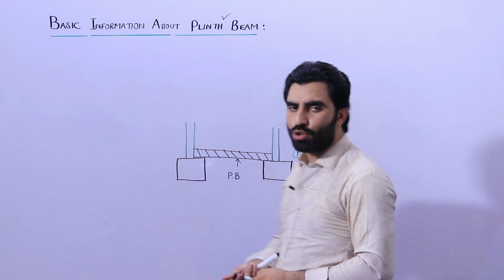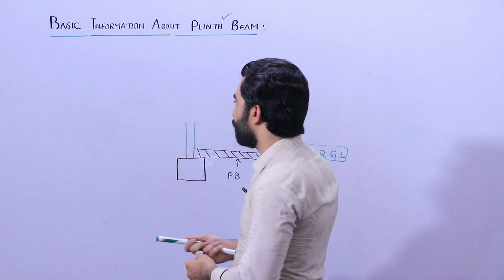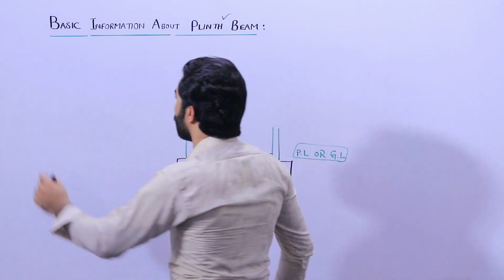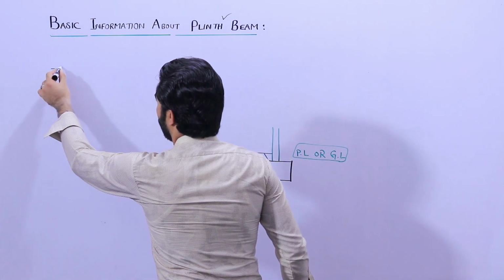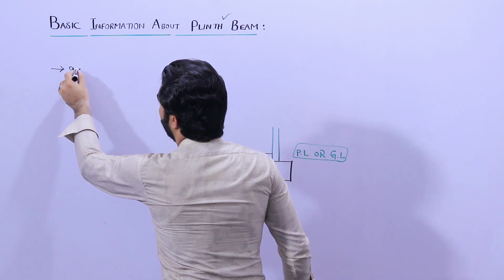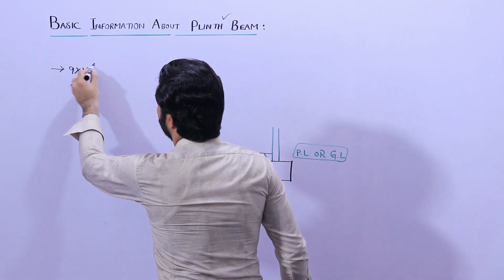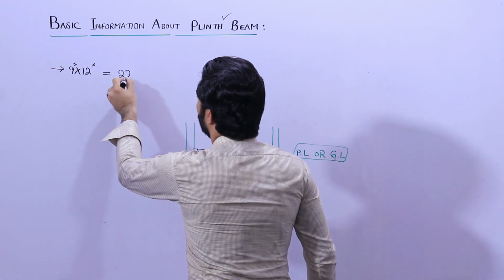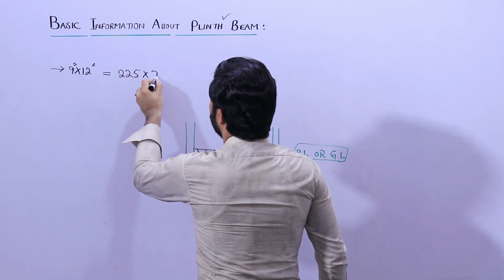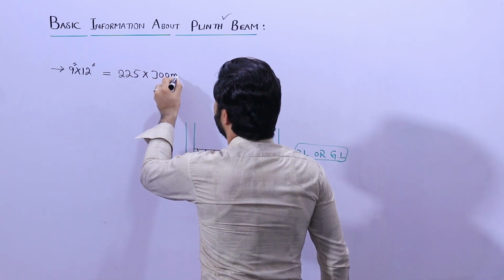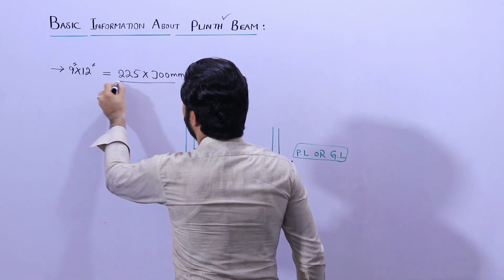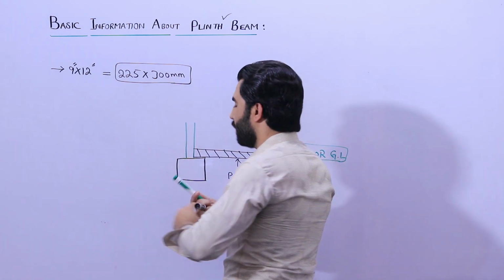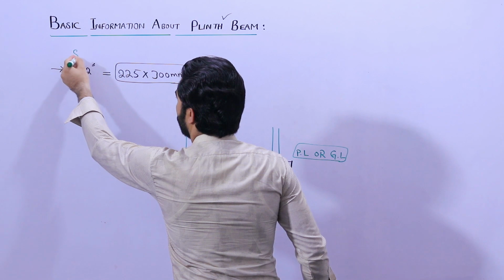So first of all, what should be the size of plinth beam? For normal residential building, the size of the plinth beam should not be less than 9 by 12 inches, or you can say is equal to 225 by 300 millimeter. This is size of beam.